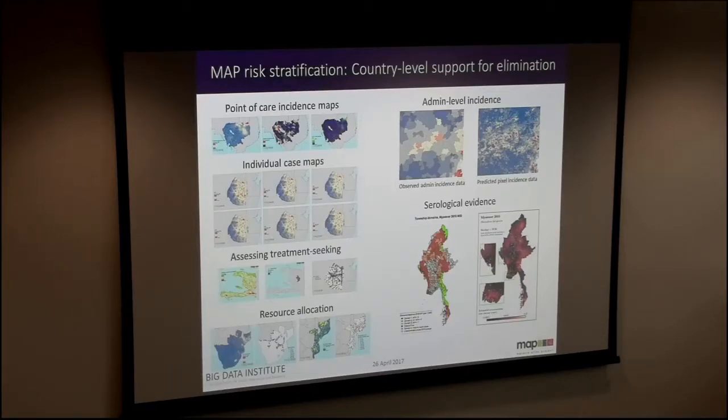or community health workers. And again, leveraging some very common data sources of polygon observations of incidence to produce fine-scale maps of pixel-level predictions to help target interventions, and also using serological evidence to improve on these areal observations to produce fine-scale maps of transmission.